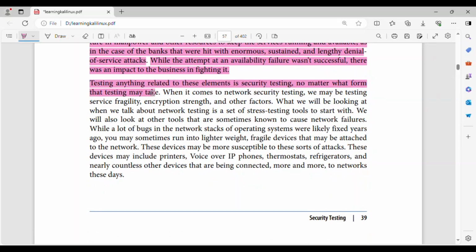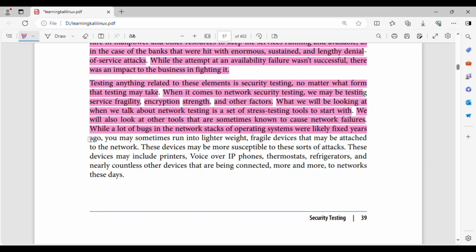Testing anything related to these elements is security testing, no matter what form that testing may take. When it comes to network security testing, we may be testing service fragility, encryption strength, and other factors. What we will be looking at when we talk about network testing is a set of stress testing tools to start with. We'll also look at other tools that are sometimes known to cause network failures.